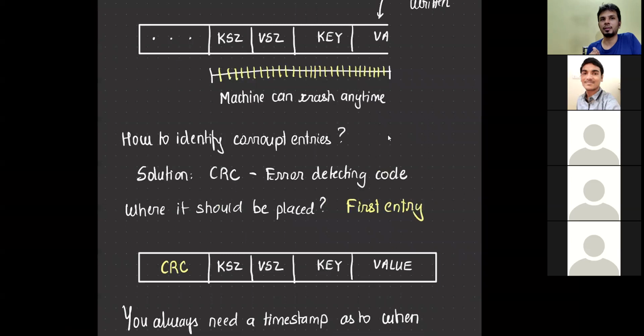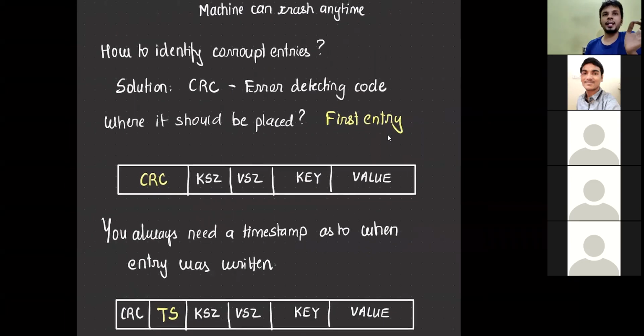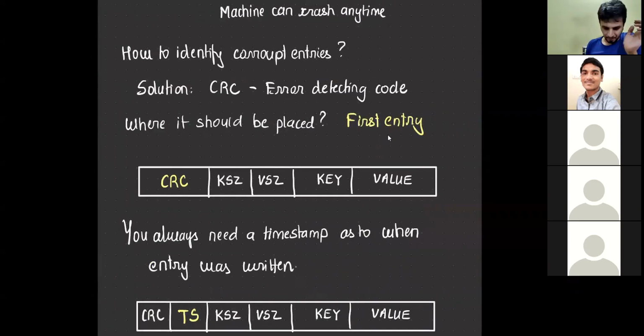CRC, right? Something that would help you detect errors. So a great way to detect errors is using CRC. Apart from the key size, value size, key and value that we had, we would also add a CRC at first, which would ensure that even if our machine crashed, we would know if our entry is completely written or not, because at that point our CRC would vary. So then we would say, this much is bad, let's move forward.